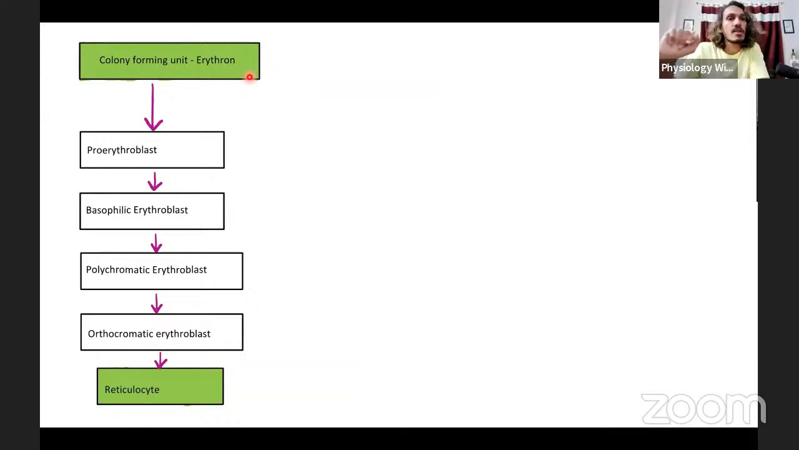Now from here on, it is going to go through various phases that is exclusive for your RBC. So the colony forming unit, hemocytoblast, that becomes the proerythroblast. Proerythroblast becomes basophilic erythroblast. Basophilic becomes polychromatic. Polychromatic becomes orthochromatic. And finally, a reticulocyte is formed.